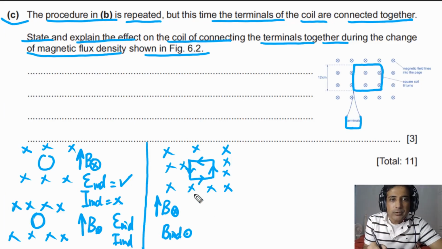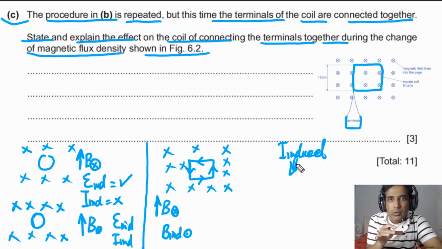Now in this case you need to understand current is flowing in the coil. As current is flowing in the coil, simply we can say there is I induced in the coil. As there is I induced in the coil, and the coil has its own resistance, it simply means that energy will be dissipated in the coil. It simply means that electrical energy will be converted into thermal energy.